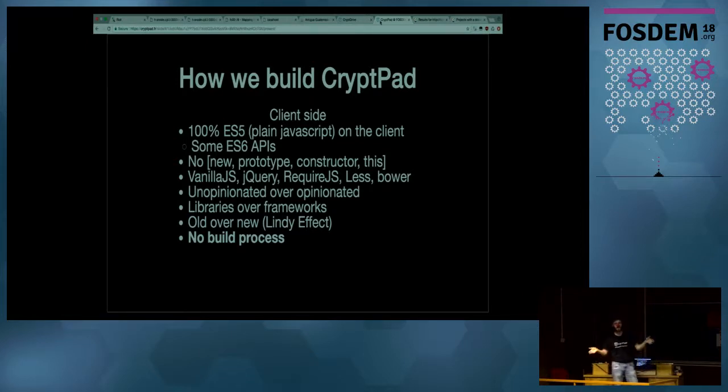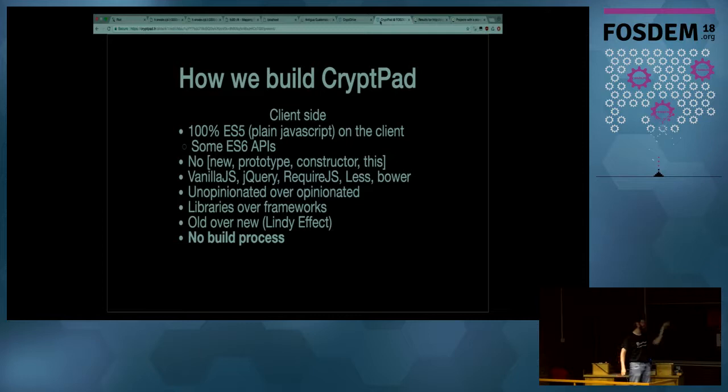As far as how we develop software, we're really old. We develop old man JavaScript, and we use some ES6 APIs, but we all have to agree to use them, and it has to bring real value that we can't get otherwise. New, prototype, constructor, this. JavaScript, the bad parts, we don't allow that. We don't want that. We use vanilla JS.